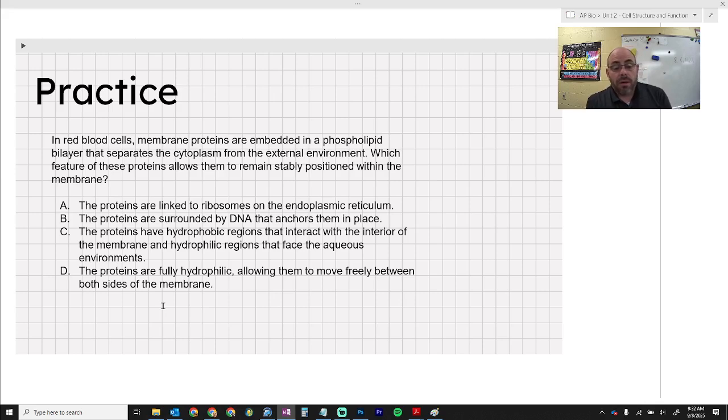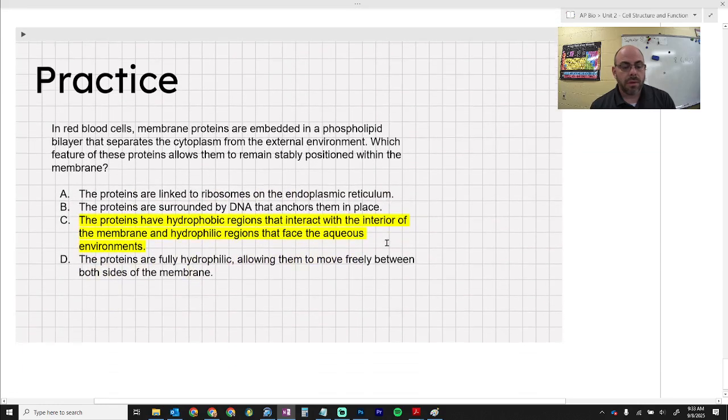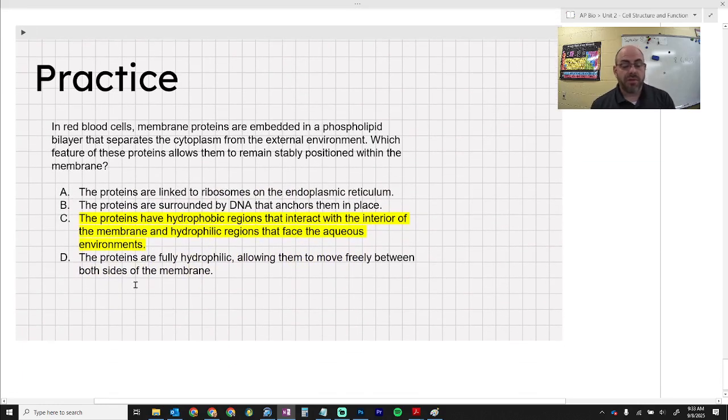All right, so what allows these proteins to be in the membrane, positioned there, right? It has to do with the fact that the proteins are going to be similarly chemically aligned as the membrane. Proteins are linked to ribosomes? No. Proteins are surrounded by DNA that anchors them in place? No. Proteins have hydrophobic regions that interact with the interior and hydrophilic regions that face the aqueous environments. Of course, that's the answer. Let's look at D. Proteins are fully hydrophobic or hydrophilic? No, that's not it. We like answer C. Hopefully this was helpful. 2.4 coming soon.